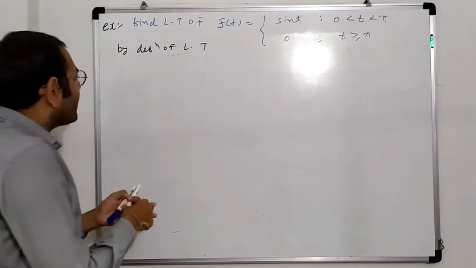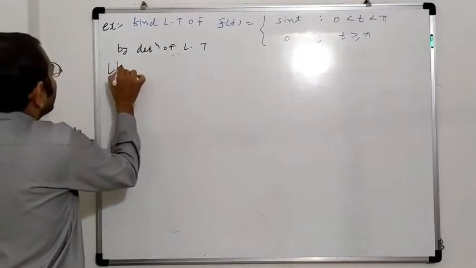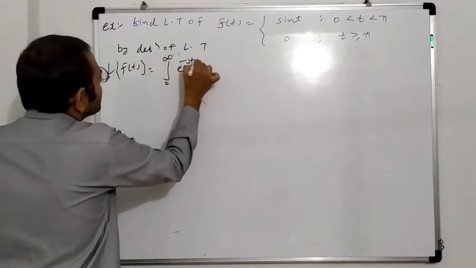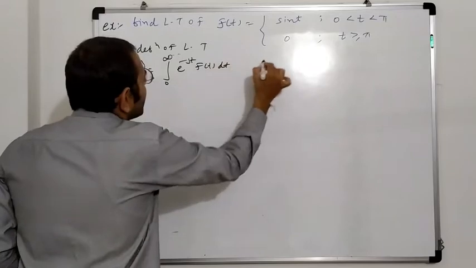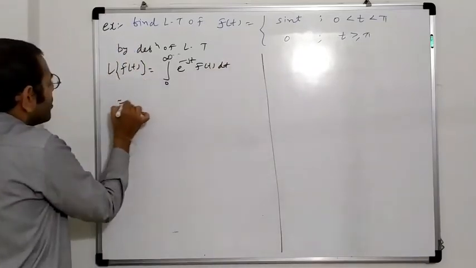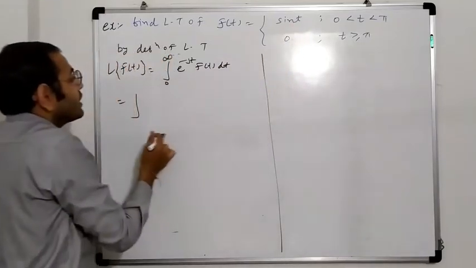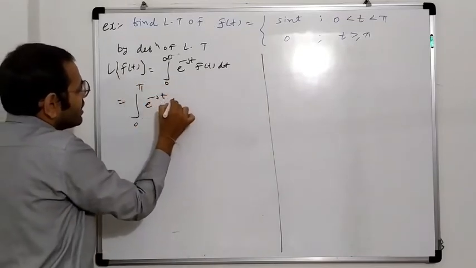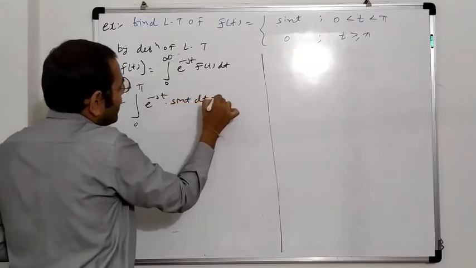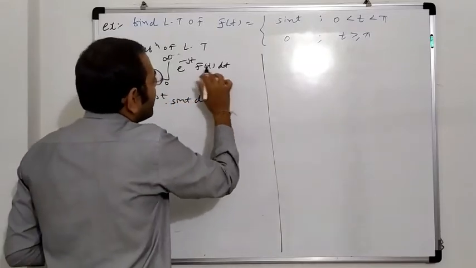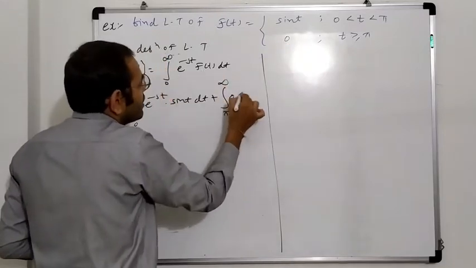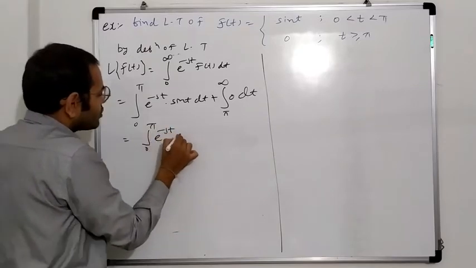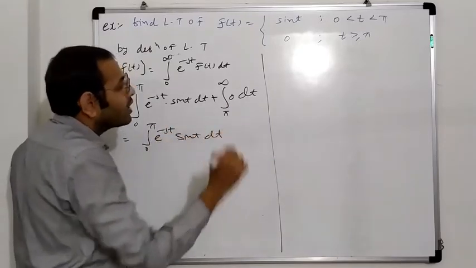According to the definition of Laplace transform, Laplace of f of t is the integral 0 to infinity e raised to minus st f of t dt. Now here we break the limits: 0 to pi e raised to minus st sin t dt, plus pi to infinity, where the function is 0, and 0 into anything is 0. So we get the integral 0 to pi e raised to minus st sin t dt.